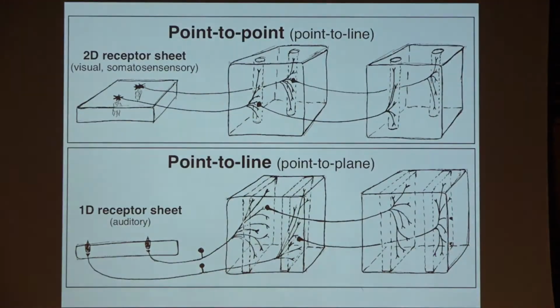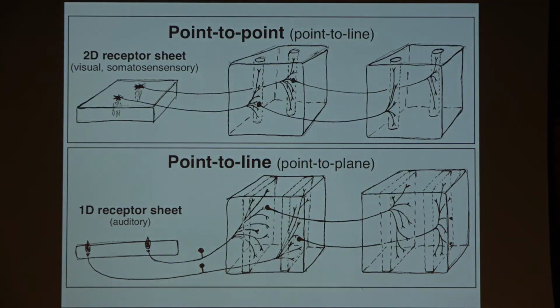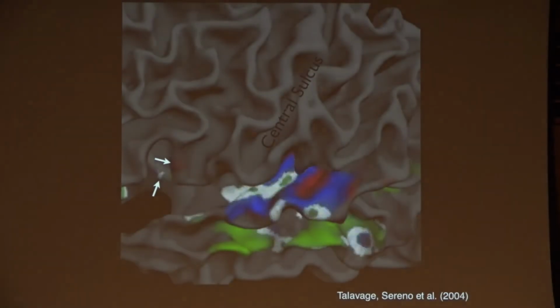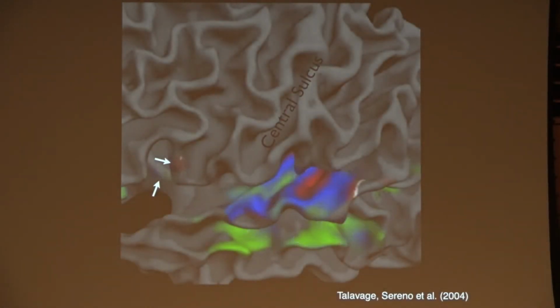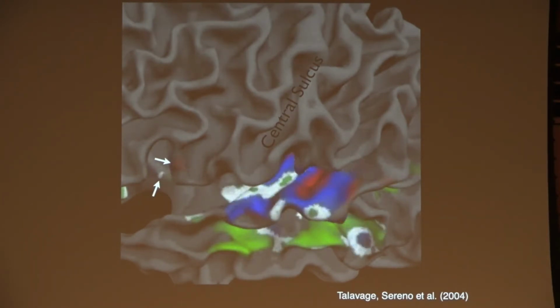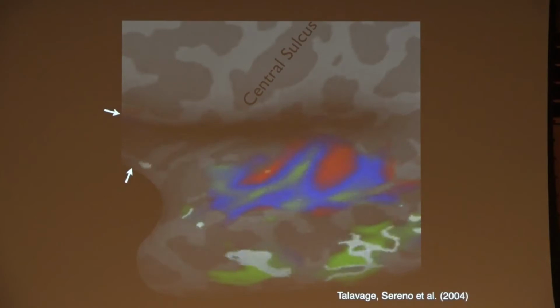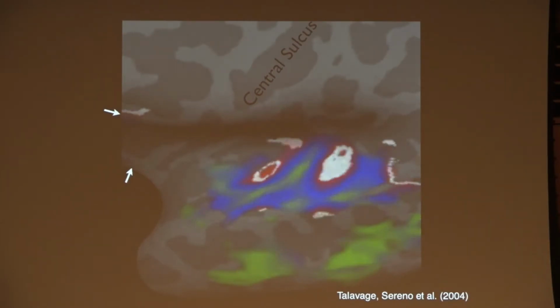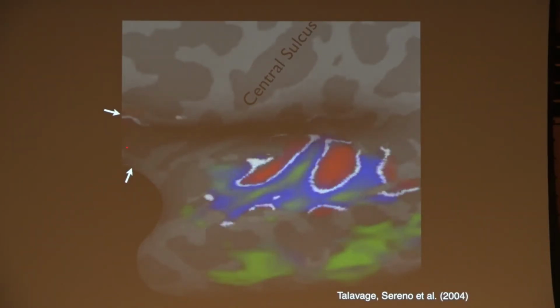The auditory maps are quite different. They tend to be point-to-plane type projections rather than point-to-line type projections like you have in the visual system, because the receptor sheet is just one-dimensional instead of two-dimensional, like the somatosensory and visual systems. We did this early on, but got scooped by DiMartino, sadly, because we didn't publish within a year. But there you can see also some hints up there.